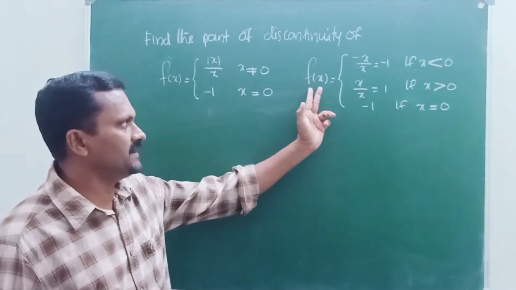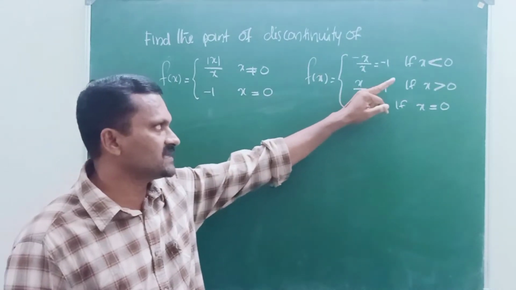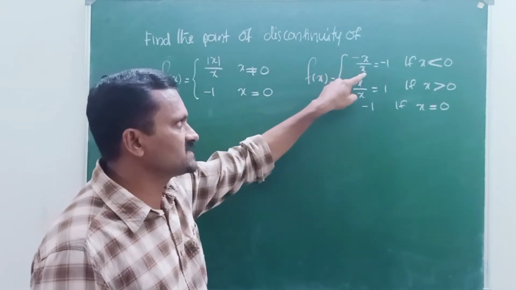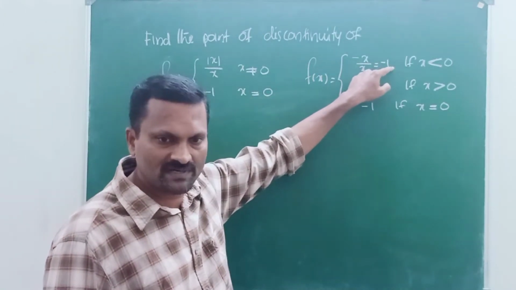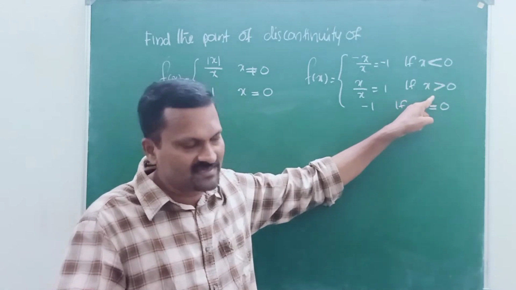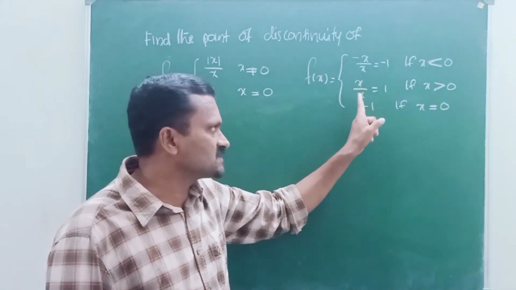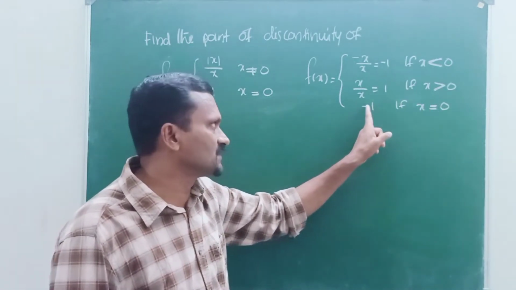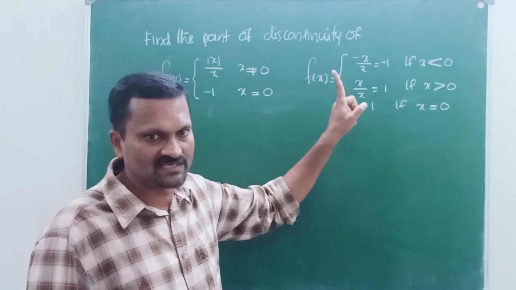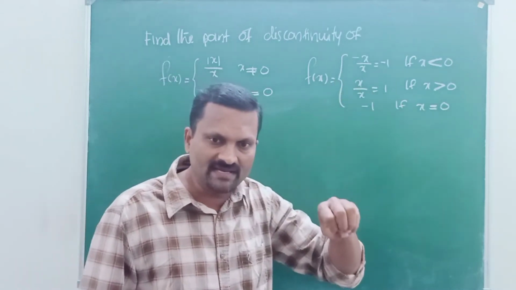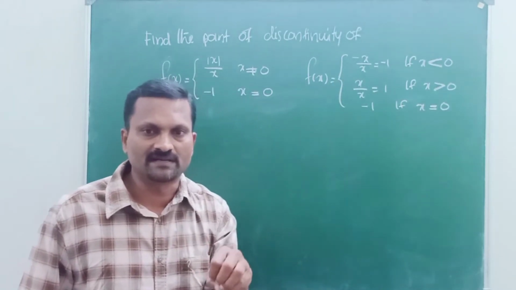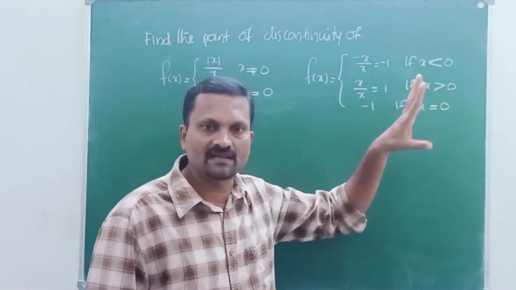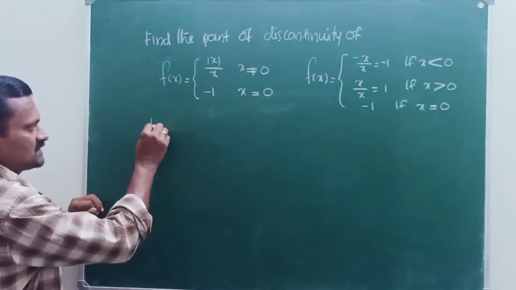First of all, we rewrite the given function f of x as: if x less than 0, here mod x becomes minus x, so minus x by x is minus 1, and if x greater than 0, mod x is x, so x by x equals 1. Also given, when x equal to 0, the value of the function is minus 1. Now, to find whether the function is continuous or not, we have to check the left limit and right limit at x equal to 0.